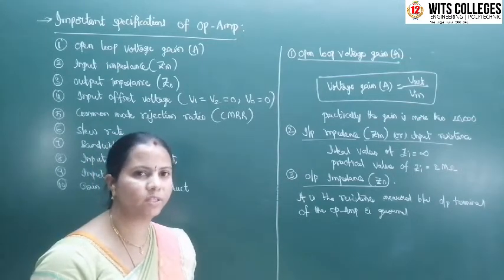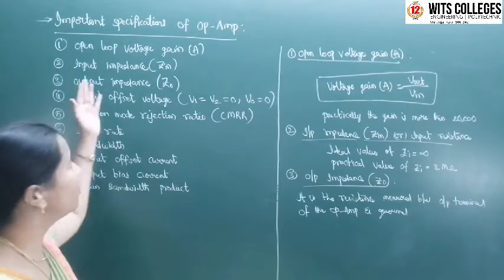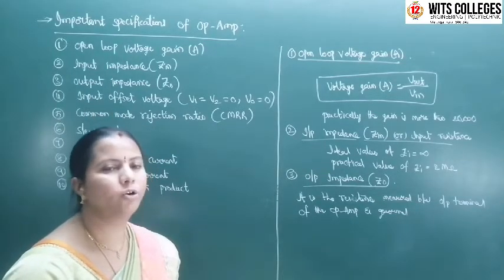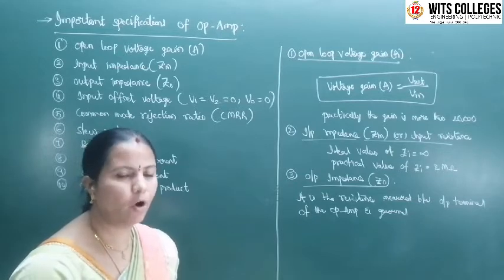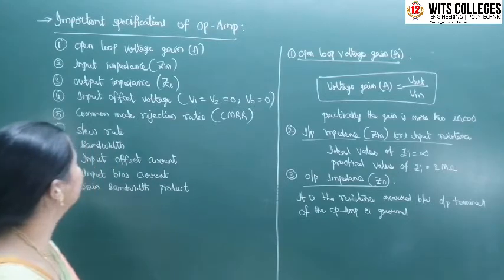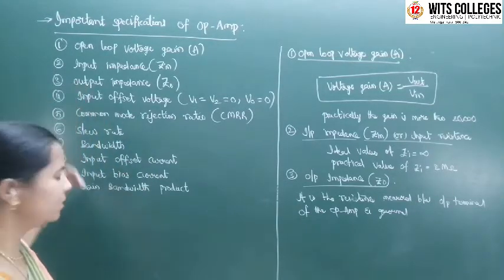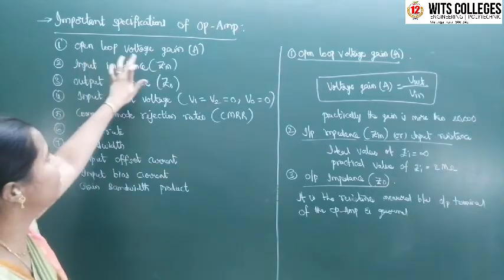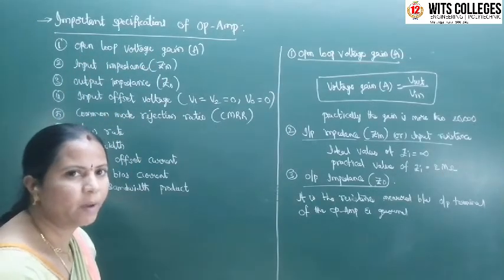Today we are going to discuss the important specifications, or important parameters, or non-idealities of the operational amplifier IC741. Coming to the important specifications, there are totally 10 specifications. The first one is open loop voltage gain. It is indicated by A.